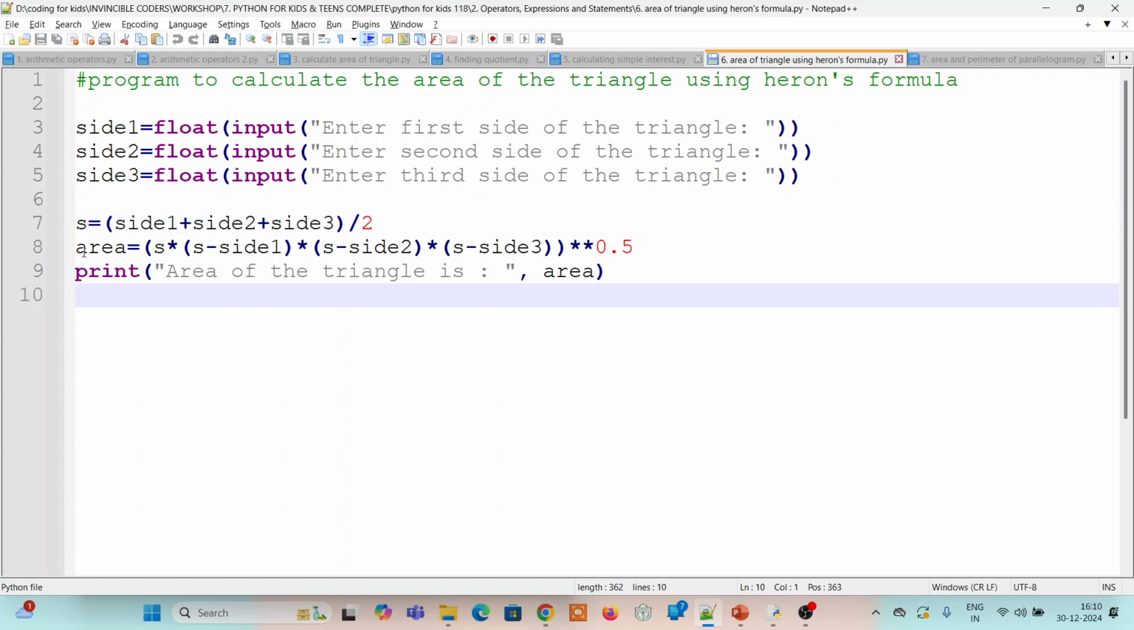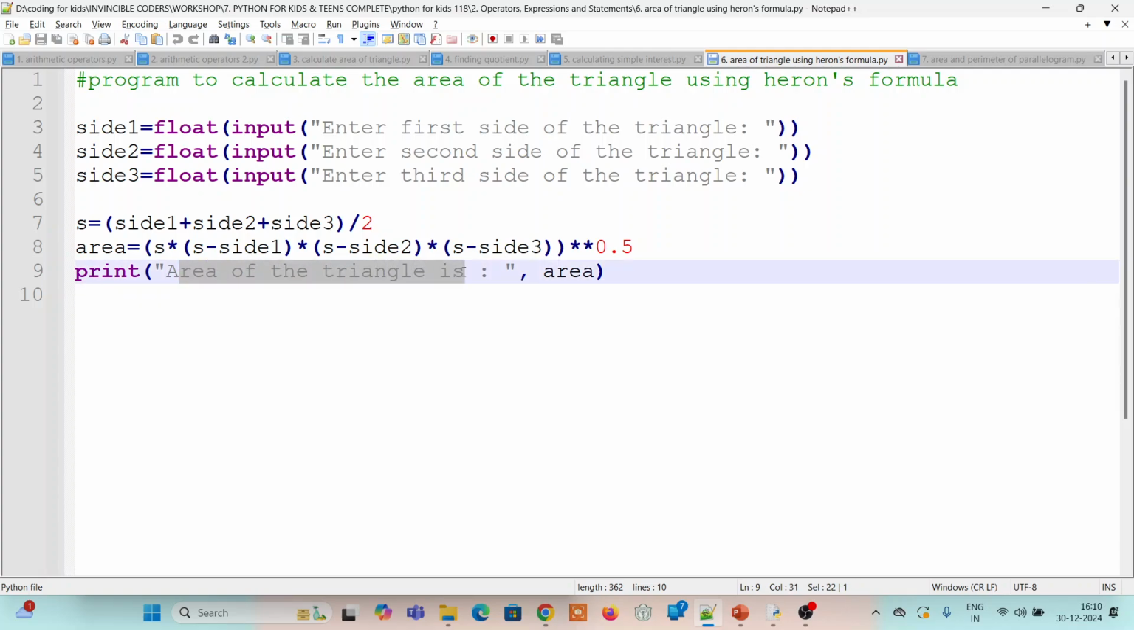After that, you need another variable called area to store the result, and this is the formula that we are applying, like s multiplied by s minus side 1 multiplied by s minus side 2 multiplied by s minus side 3, and exponent to the power like 0.5, like half. So this formula will give you the result of the Hero's formula, and the value will be stored in this particular variable. After that, using the print function, we are displaying a message that the area of the triangle is this particular name of the variable.